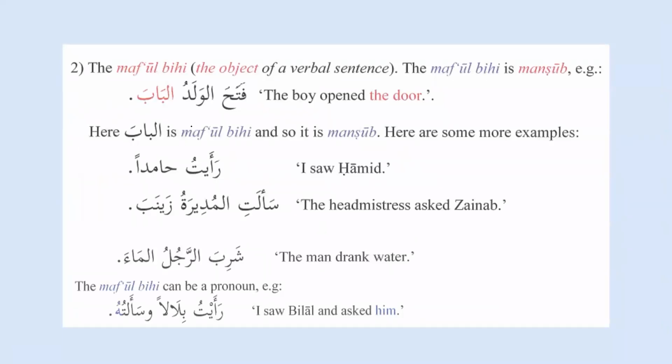Okay, al-maf'ul bihi, as I told you, the object of the sentence, al-maf'ul bihi, is always mansub. For example, we say fataha al-waladu al-baba. The boy opened the door. So fataha is the verb, al-waladu is marfu', and we can see that this is the fa'il, and al-baba is the maf'ul. That means this is the object, and the object is always mansub.